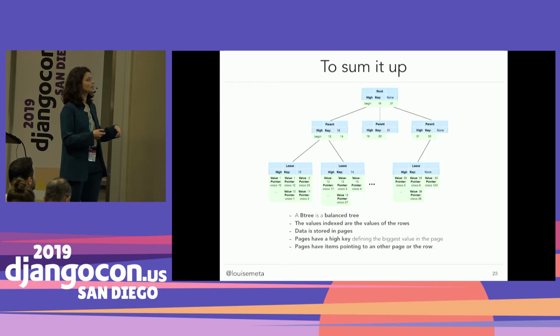So to sum up, a Btree is a balanced tree. The values that are indexed are the values of the rows. I know this sounds very trivial and obvious, but it's not the case for every index, that's why I'm saying it. The data is stored in pages, and the pages have a high key and items that are pointing either to a child page or to the row.